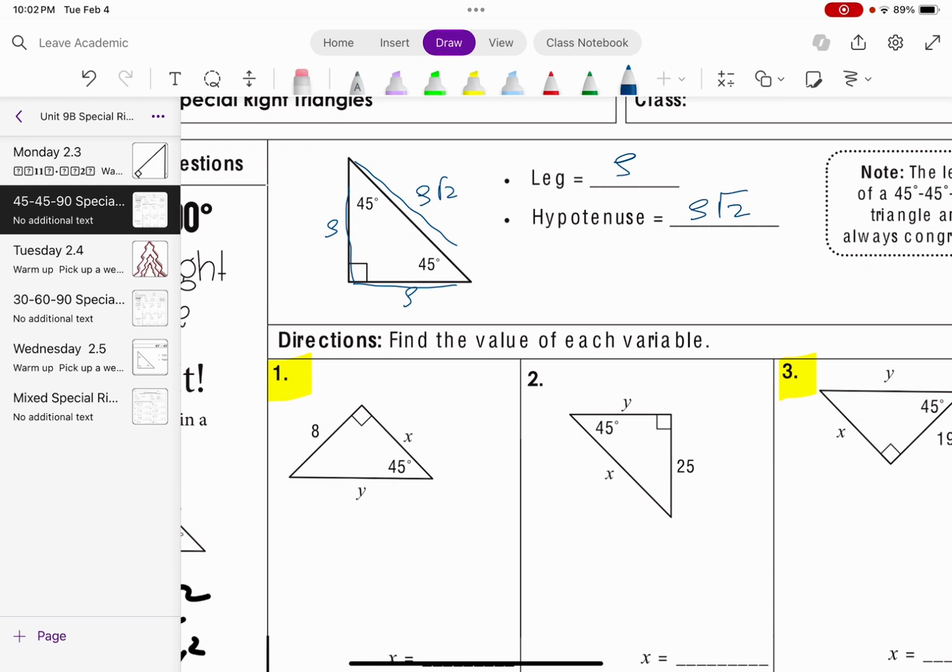Just giving you a heads up, this is my regular s, this is my 5, and this is my special s for this unit. So just make sure you know the differences.